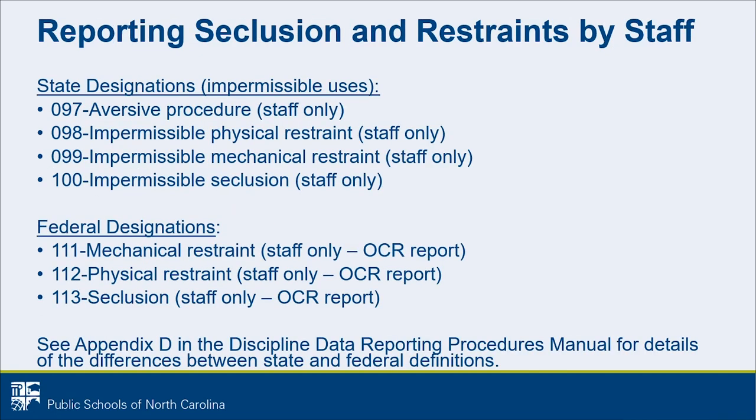Schools and districts are required to report the uses of seclusions and restraints used on students by staff. There are 2 separate sets of codes in PowerSchool, one for the state definitions and one for the federal definitions. The federal definitions of seclusion and restraints will likely occur more frequently in a school setting than the impermissible uses of seclusion and restraint as defined by the state. Please review Appendix D found on page 43 of the manual for a more detailed explanation.